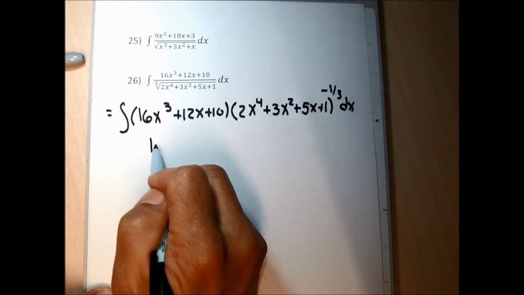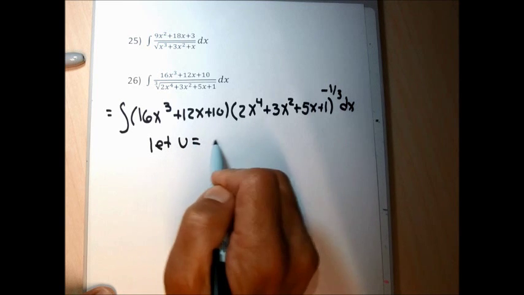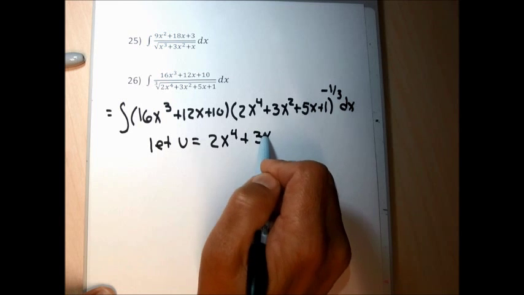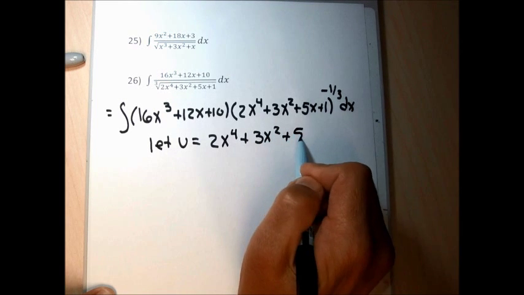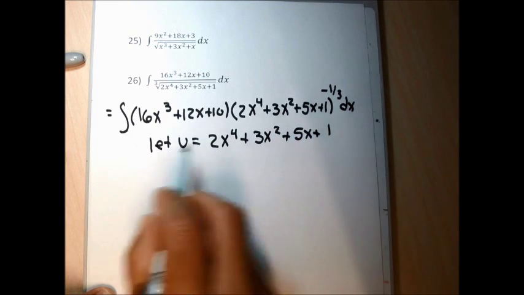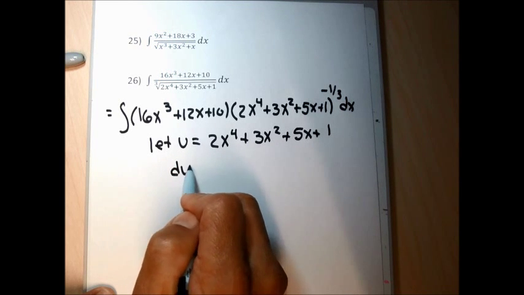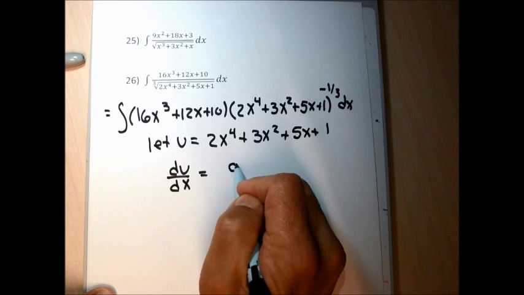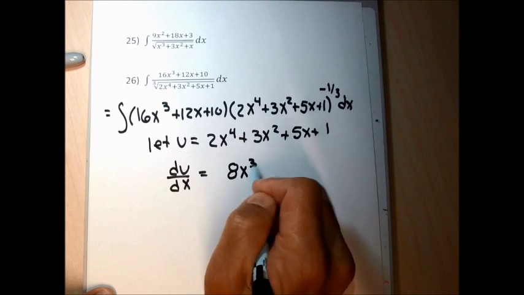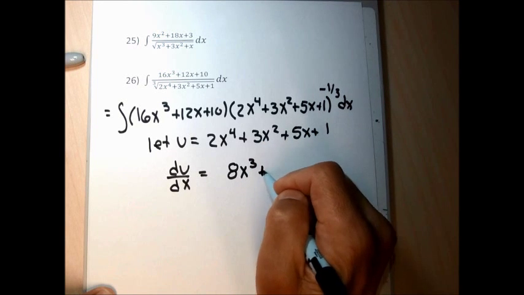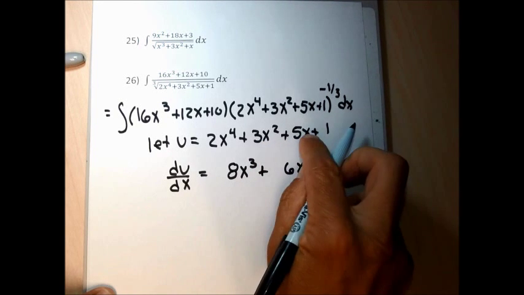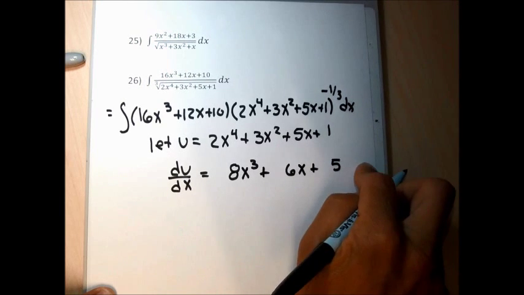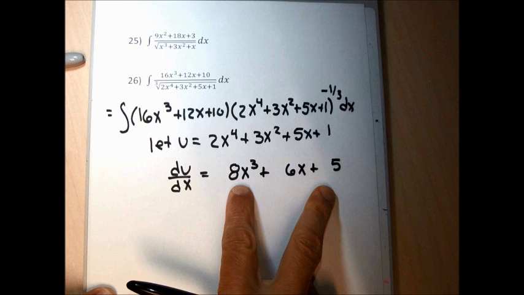So I let u be 2x to the 4th plus 3x squared plus 5x plus 1. Now I take the derivative, du dx equals the derivative of this first piece is 8x cubed. The derivative of the second piece is 6x. The derivative of the third piece is plus 5. The derivative of the 1 is 0. I look at 8x cubed plus 6x plus 5.